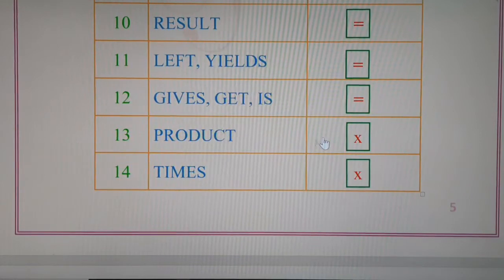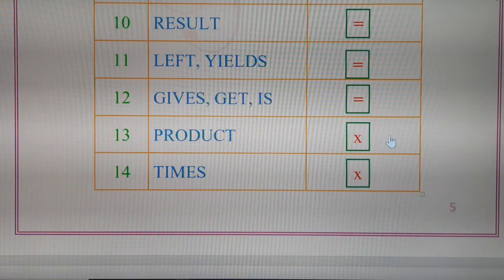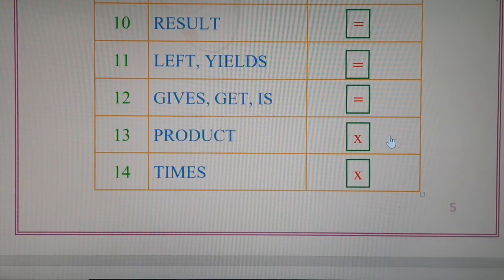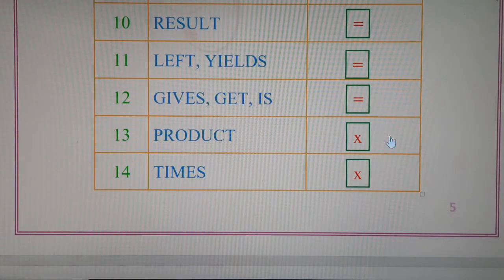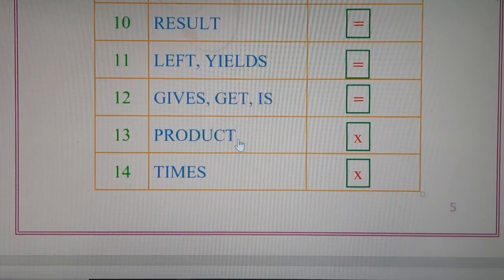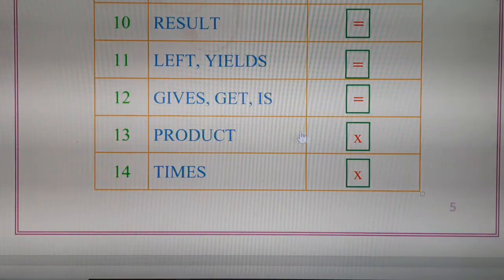Similarly, when the word product is used, we have to use the multiply sign. The product of two numbers x and 5 is 10. That means the unknown number x and 5 has to be multiplied and the answer will be 10. That means when the word product is used in the sentence, we have to use the multiply sign. The product of a number x and 5 means x has to be multiplied with 5. X into 5 is equal to 10. Or we can say 5x equal to 10.